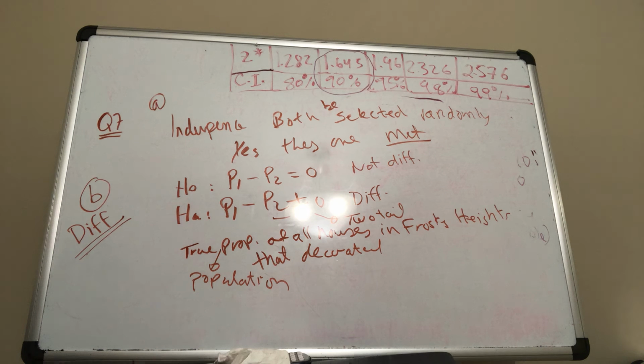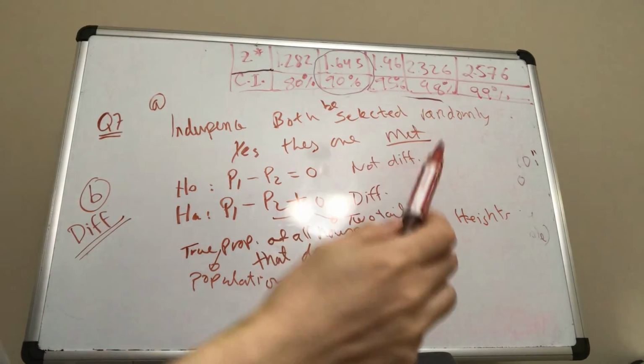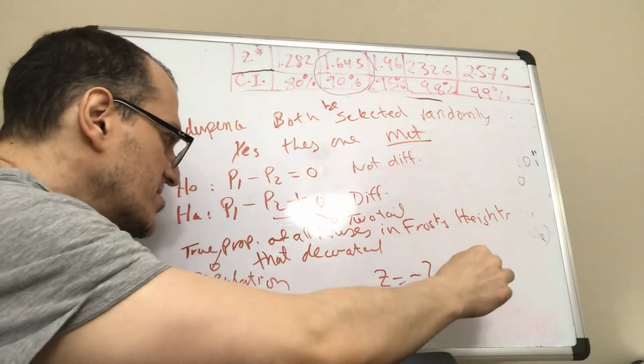The value of the test statistic you see in Minitab. It's always the Z, you look for the Z letter. And according to the table it is -2.63.